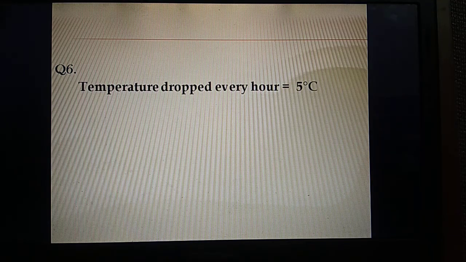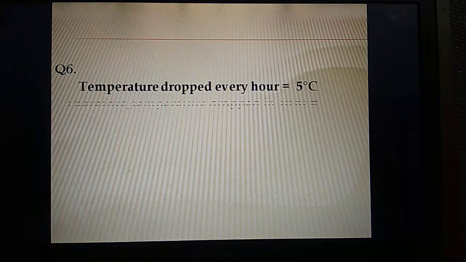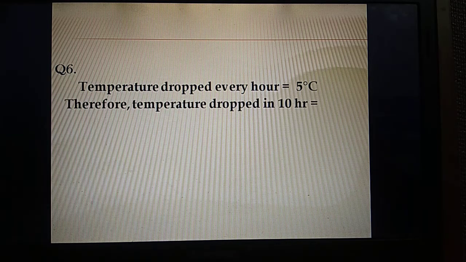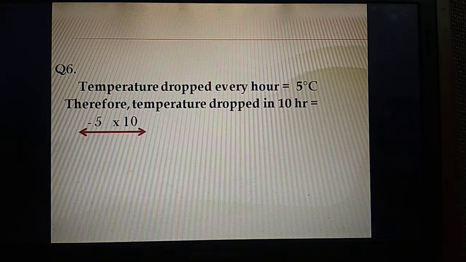So, every hour temperature dropped at the rate of 5 degrees Celsius. It's given to you in the question. You have to find room temperature after 10 hours. So first you will find total drop in the temperature in 10 hours. So in 1 hour it's 5. In 10 hours it will be 5 into 10, that is 50.